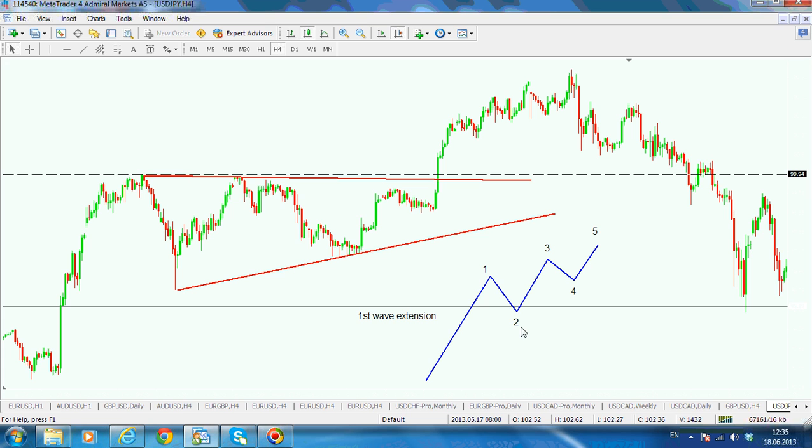Now, in our structure here, I would say that this is the first wave. Remember, this is the contracting triangle that ends here, A, B, C, D, E. So this is the first wave here. Then this first wave here goes all the way up here, like this. 1, 2.